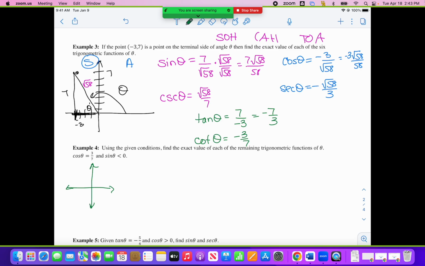So here's what I'm going to start with. All students take calculus, and I'm going to ask myself, what do I know? If cosine theta is a positive 3 over 7, in what 2 quadrants would you find cosine is positive?